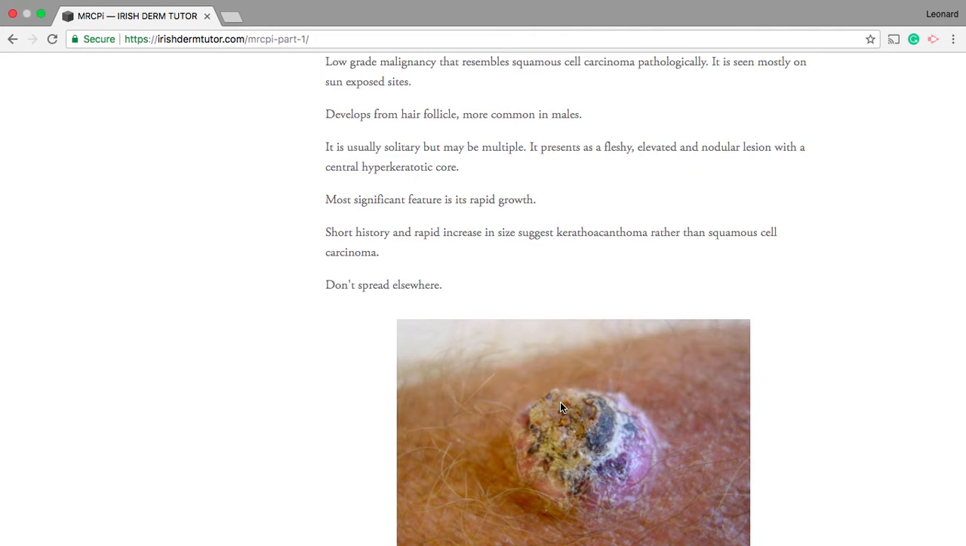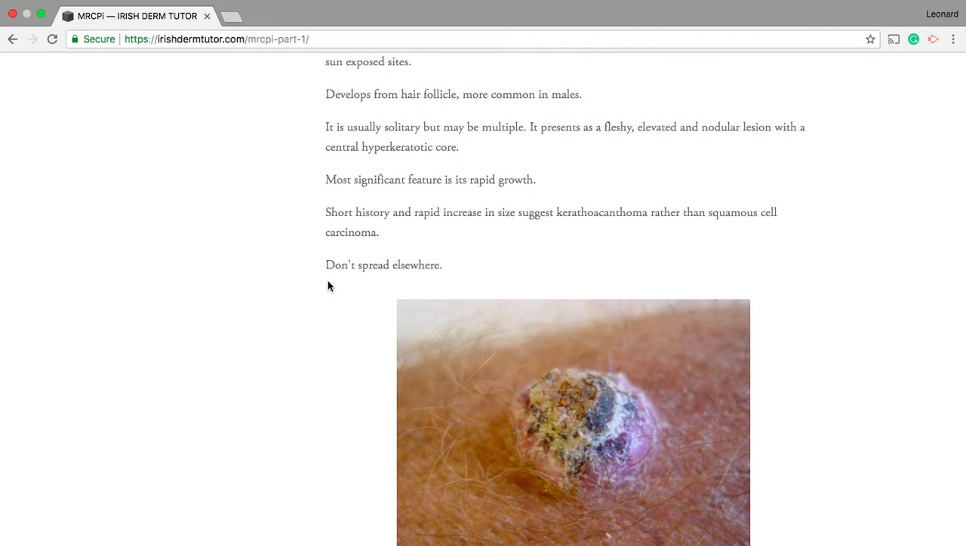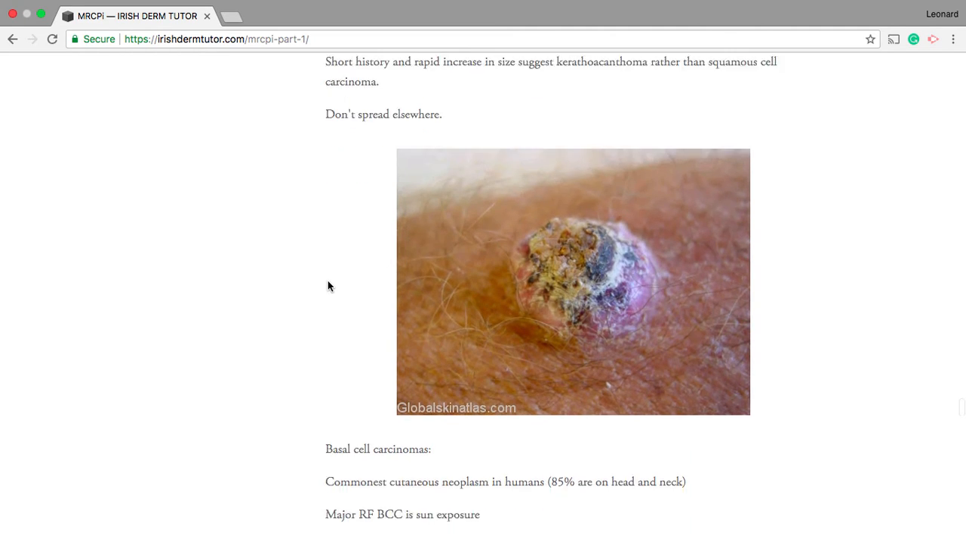It often grows really quickly over a number of weeks, and then over time it usually involutes and goes back to normal. The short history and rapid increase in size suggests a keratoacanthoma rather than an SCC, but obviously you need to be careful, and if you saw something like this, unless you're very confident, you would often remove it. The good news about it is it doesn't tend to spread elsewhere.